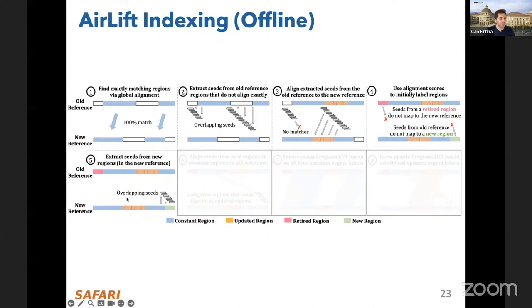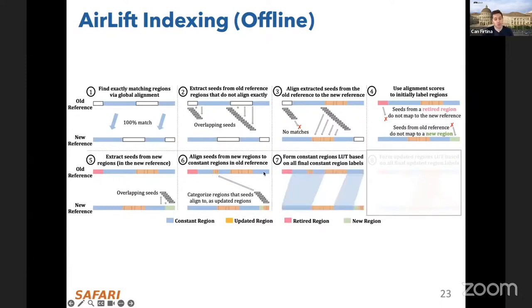So to do that, we generate all these seeds from the new reference genome and then align them to the old reference genome. And whenever there's a high similarity, we again identify these regions as updated regions. With that, we now accurately identify all constant regions as well as the updated regions, along with new and retyped regions. So these are all the steps that we apply in the indexing step.